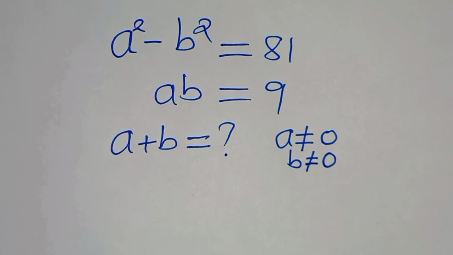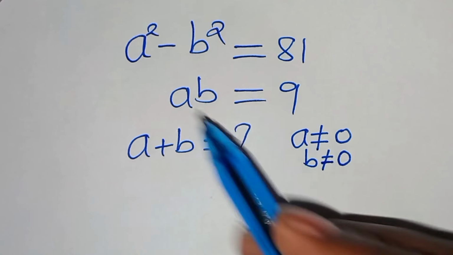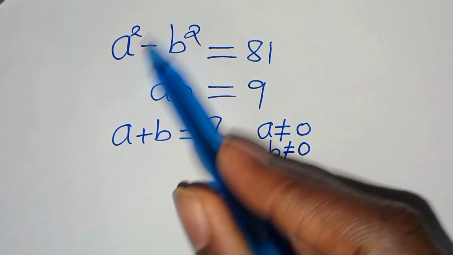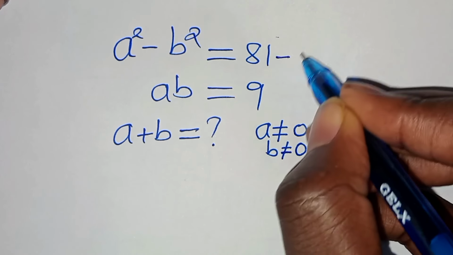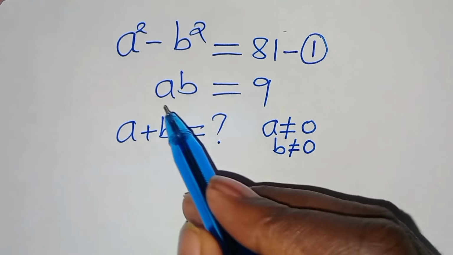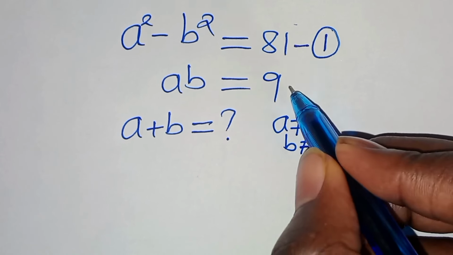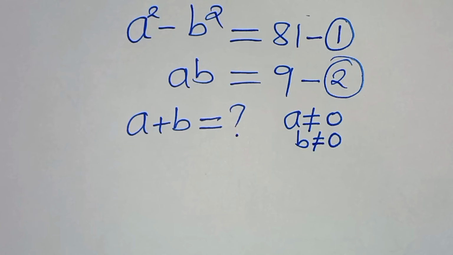Hello everyone, you're welcome to solve this nice algebra problem, which is a squared minus b squared. This is equal to 81. Let's call this equation 1. A times b is equal to 9. Let's call this equation 2.